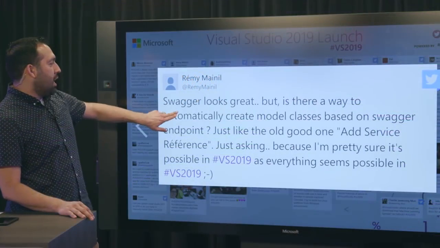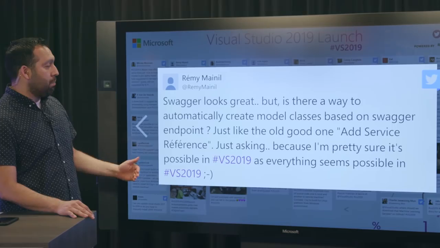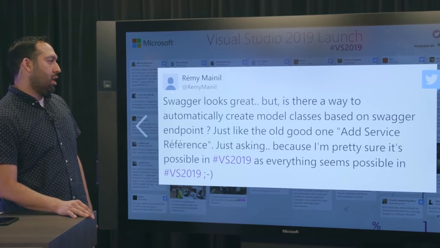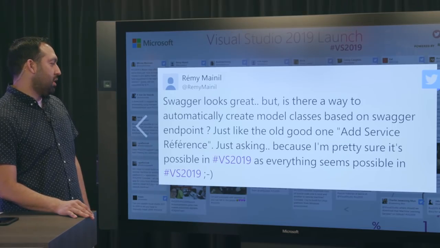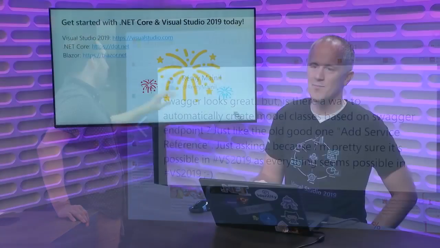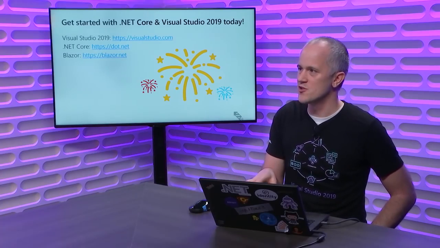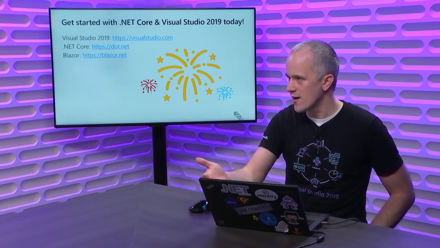All right, so from Remy: Swagger looks great, but is there a way to automatically create model classes based on a Swagger endpoint, just like the good old Add Service Reference? Just asking because I'm pretty sure it's possible in VS 2019. So there is some support for code generation in Visual Studio 2019 for doing client code generation based on an Open API spec or a Swagger document.